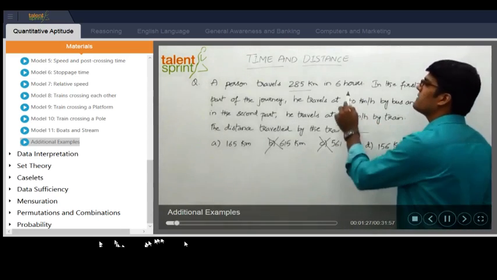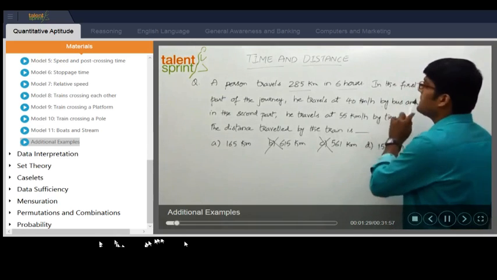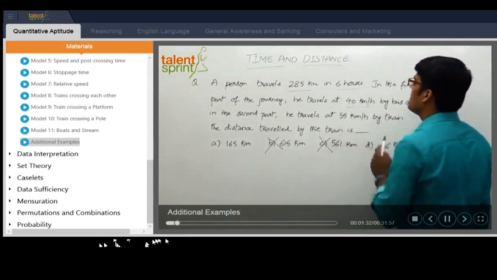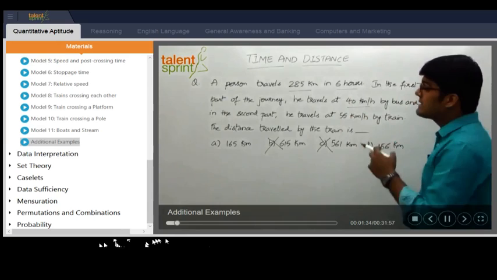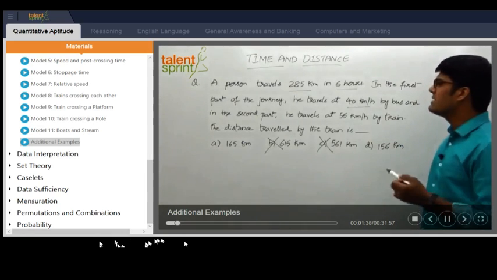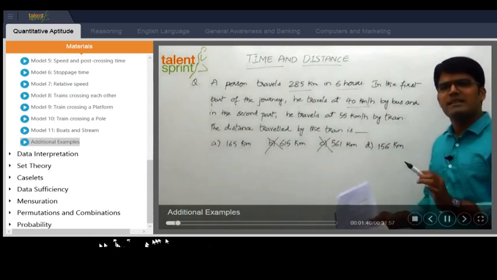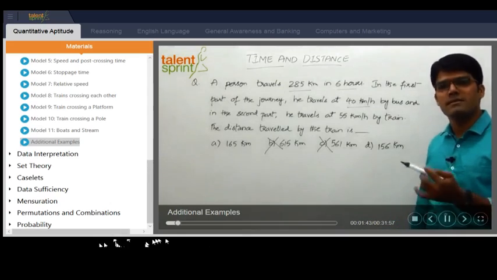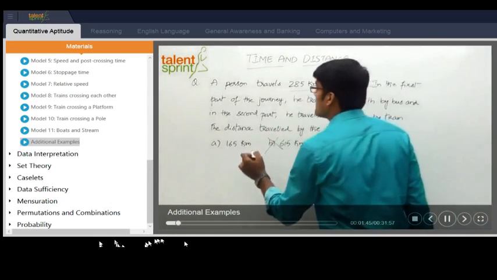A person travels 285 kilometers in 6 hours. In the first part of the journey, he travels at 40 kilometers per hour by bus, and in the second part, he travels at 55 kilometers per hour by train. The distance travelled by train is? So basically, two different conveyances here. One is by bus, the other is by train. Total distance is what? 285.